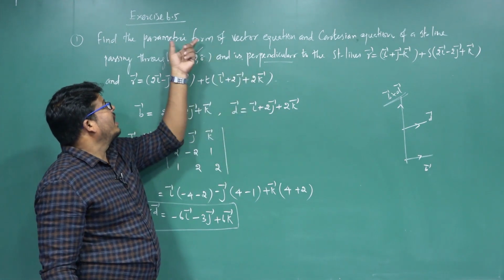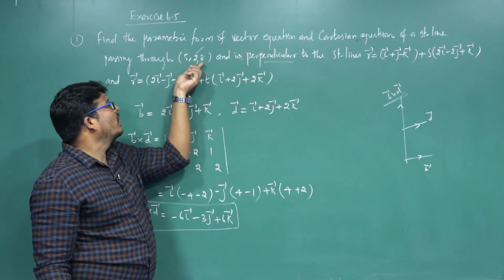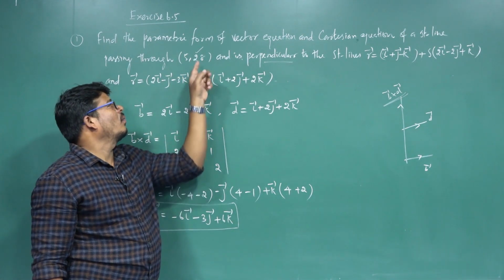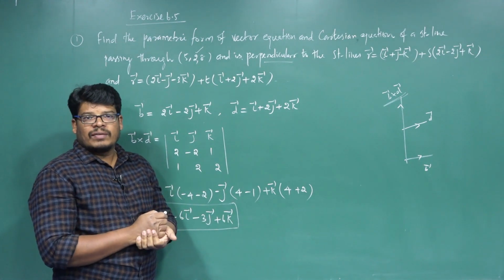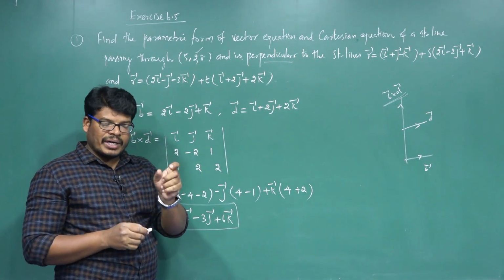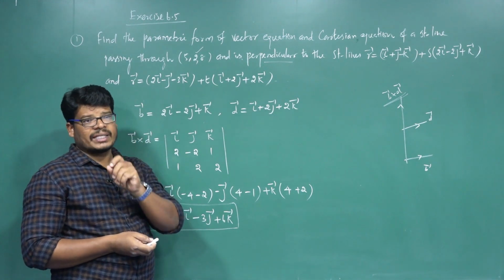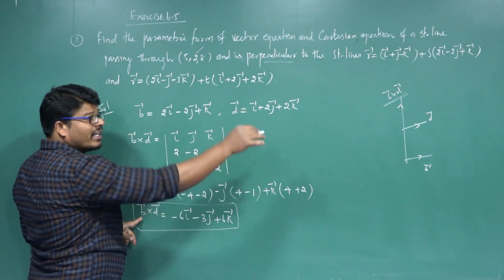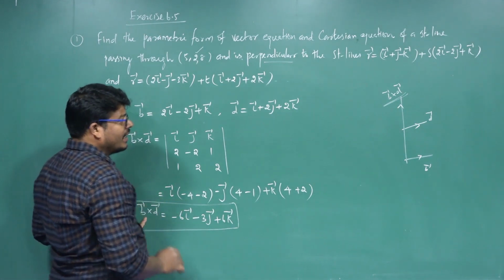Now we find the parametric form of the vector equation and the Cartesian equation of the line passing through the given point and parallel to this direction. First, the vector form of a straight line: r vector equal to A vector, the given point, plus s of B vector, where B vector is the parallel direction. Given B vector cross D vector is perpendicular to B vector and D vector, it is parallel to the required line.